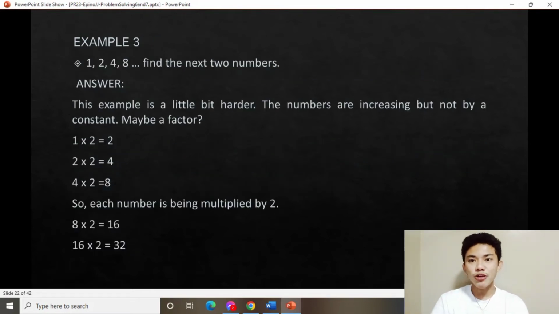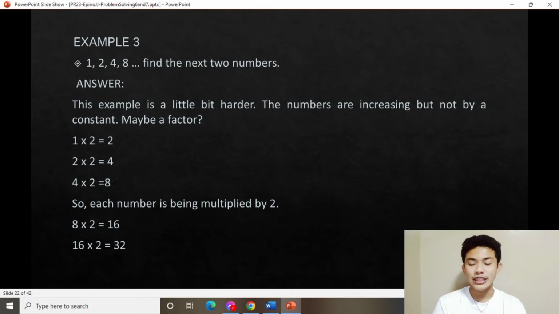Example number 3: 1, 2, 4, 8, and so forth. Find the next 2 numbers. This example is a little bit harder. The numbers are increasing but not by a constant. Maybe a factor. So, let's factor.